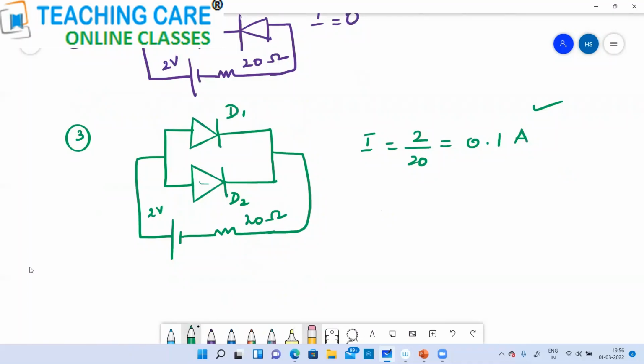That will be I net, right? We can't calculate individually for the semiconductor. Current in the circuit. Read the question. Current in the circuit. Yes, ma'am. Only last one.